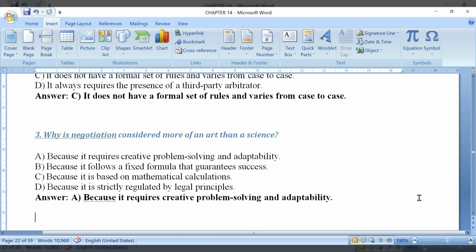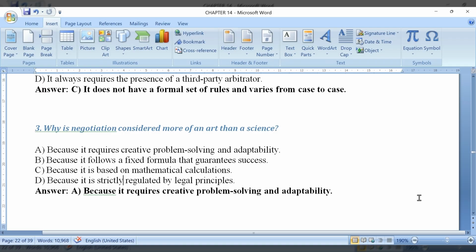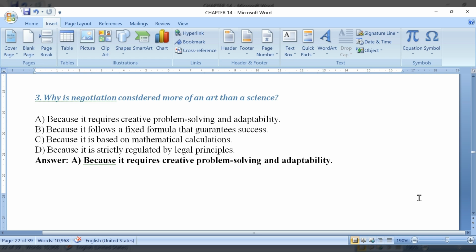3. Why is negotiation considered more of an art than a science? A. Because it requires creative problem-solving and adaptability. B. Because it follows a fixed formula that guarantees success. C. Because it is based on mathematical calculations. D. Because it is strictly regulated by legal principles. Answer: A. Because it requires creative problem-solving and adaptability.